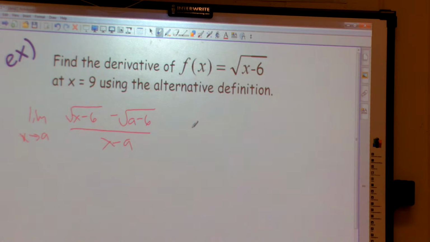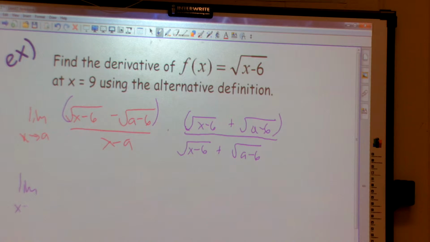Okay, how do I solve this? Can't just plug it in, right? Because if I plug it in, I'm going to get 0 on the bottom. Times by the conjugate. Square root of x minus 6 plus square root of a minus 6 all over square root of x minus 6 plus square root of a minus 6. Okay, so I have limit x goes to a. Now up here, these two are going to cancel and give me x minus 6. Then I'm going to get plus the square root minus the square root.